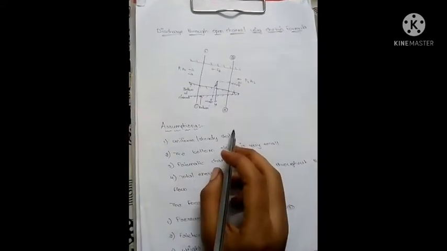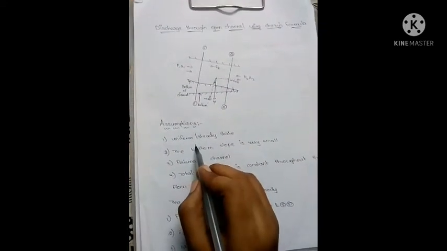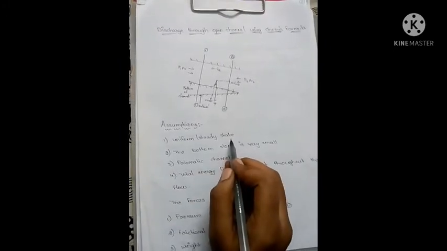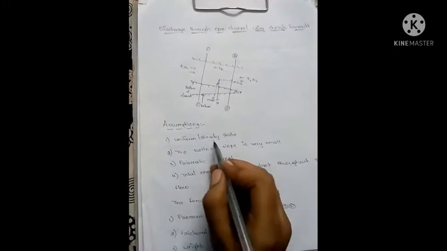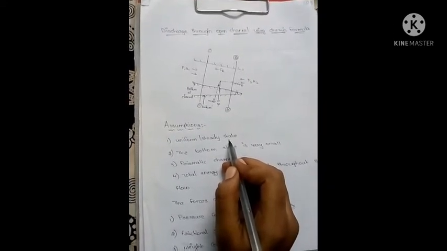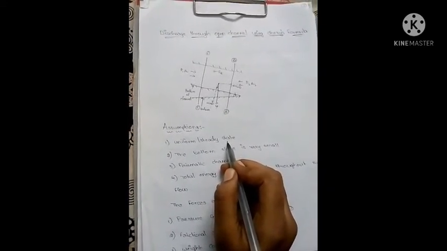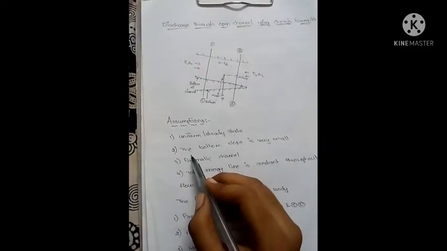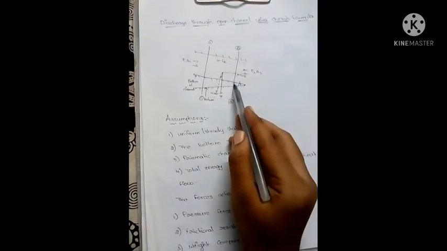Before going to the derivation we have to take some assumptions. First, the flow should be uniform and steady state. What is meant by uniform and steady state, see my previous video. In that video I explained what is uniform flow and what is steady flow. Next assumption is the bottom slope is very small, meaning this slope should be very small.